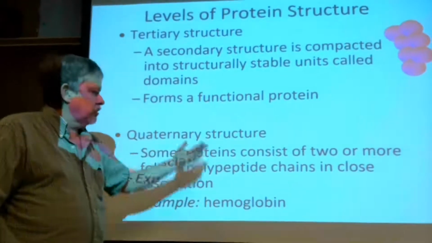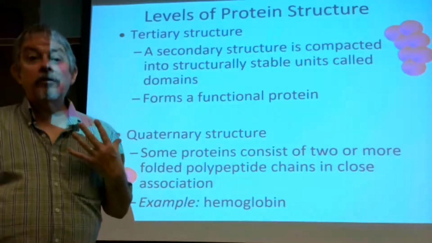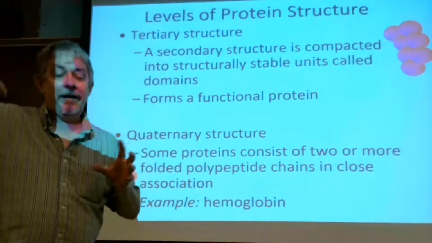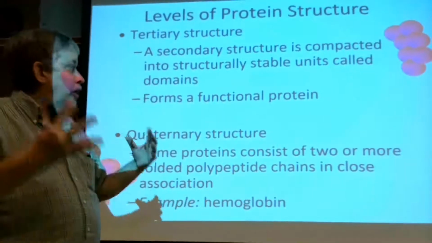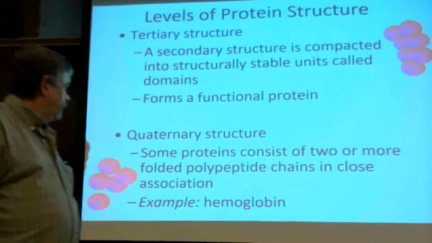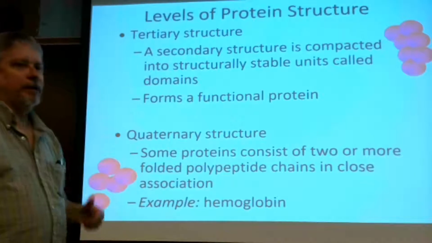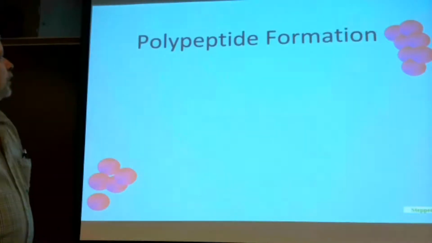Now, quaternary structure is when, for a lot of our enzymes, we need more than one protein. So the protein is made and folded, and then another protein is made and folded, and then they're combined together to form a larger one. So that is this fourth type of structure. An example of that is hemoglobin. We've already looked at that a little bit. That's what carries our oxygen in our blood.